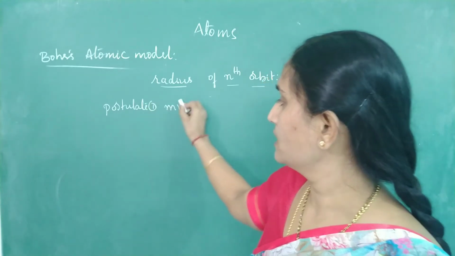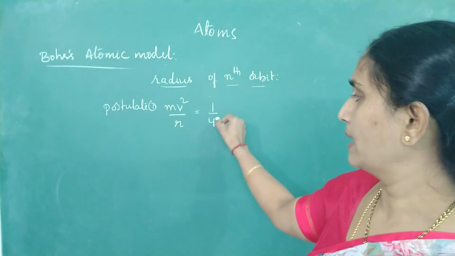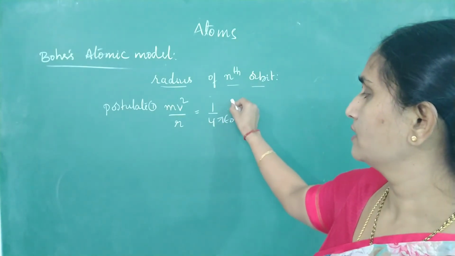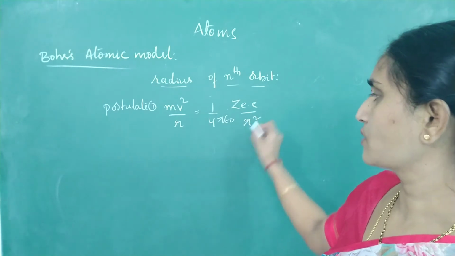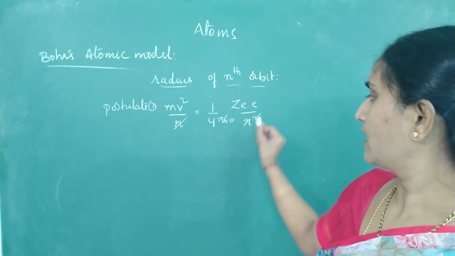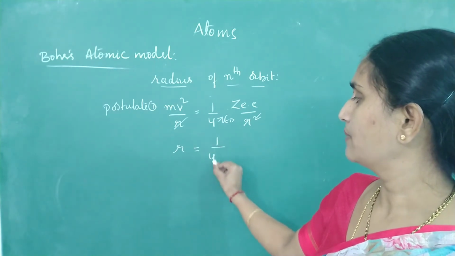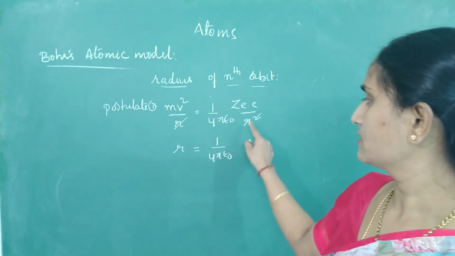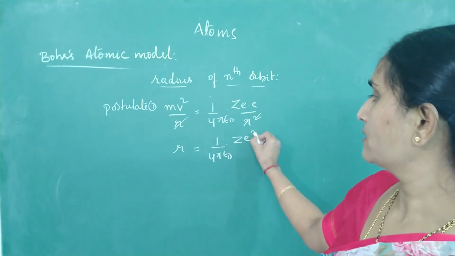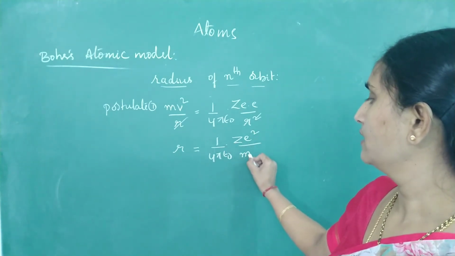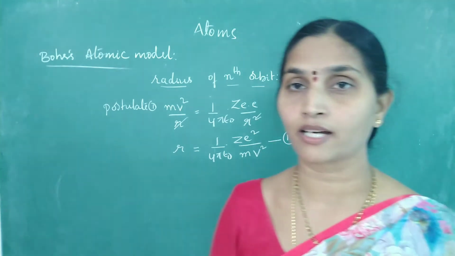From the first postulate, mv square by r is 1 by 4 pi epsilon naught Ze into e divided by r square. So we have r and r here. From this relation, tell me what is r equal to? 1 by 4 pi epsilon naught. See, I am taking this r to the left hand side. Ze square divided by mv square. Call this as equation 1.